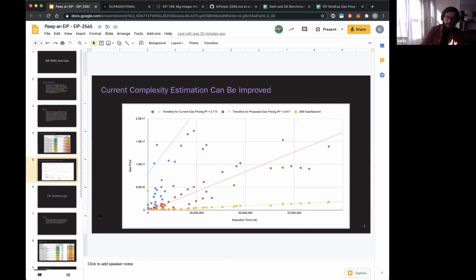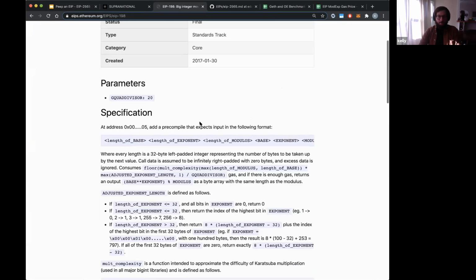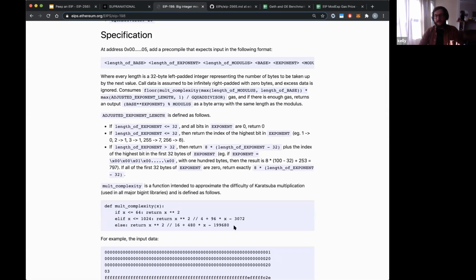The second thing that we did is also look at how these precompiles are priced and how the gas is assessed. So in the original EIP-198 proposal by Vitalik, which I can share here, what this proposal does is it tries to estimate how long these modular exponentiation operations are going to take to run on a computer by looking at the underlying algorithm that the implementations were using at that time. And so in this case, as Vitalik calls out, this function is intended to approximate the difficulty of something called Karatsuba multiplication, which is one of the techniques and one of the algorithms that's used by these libraries to do this function.